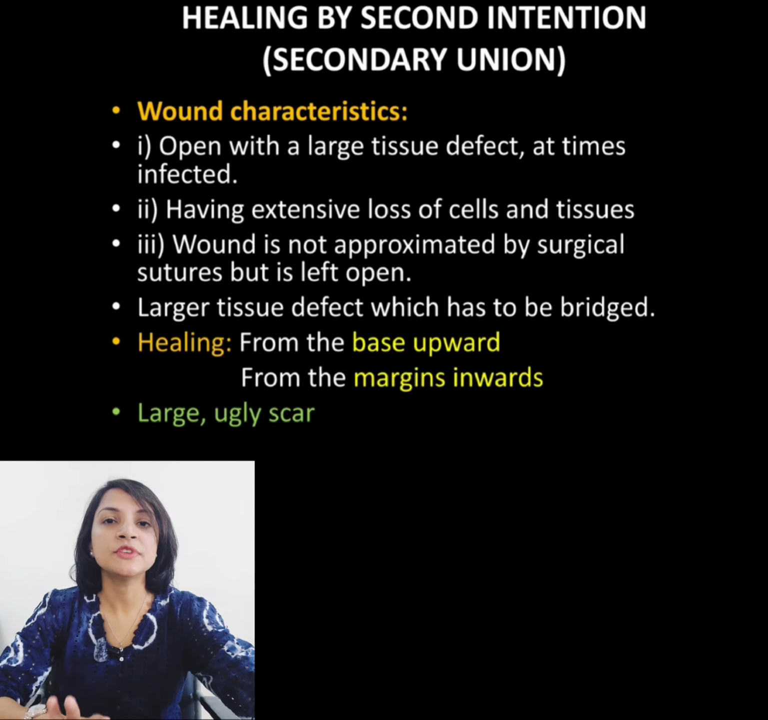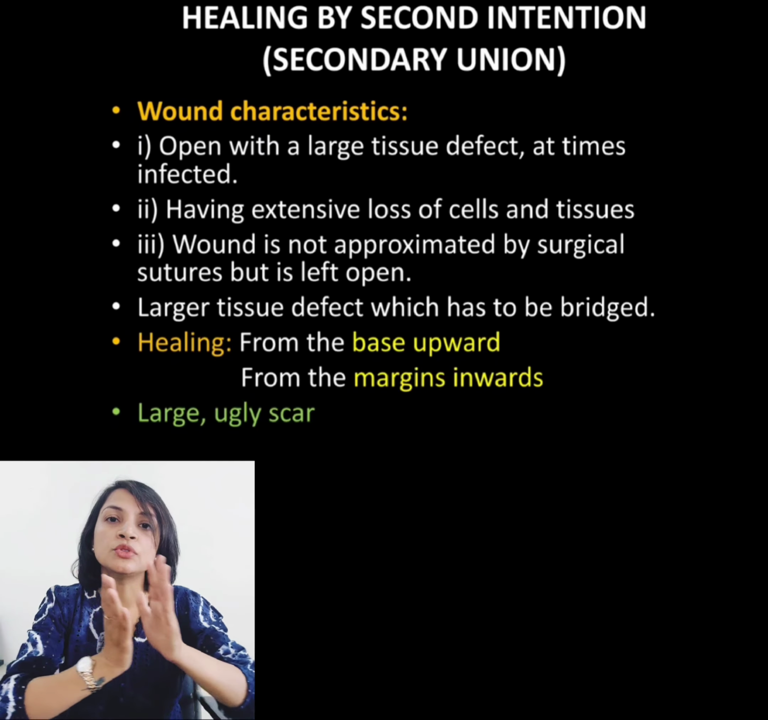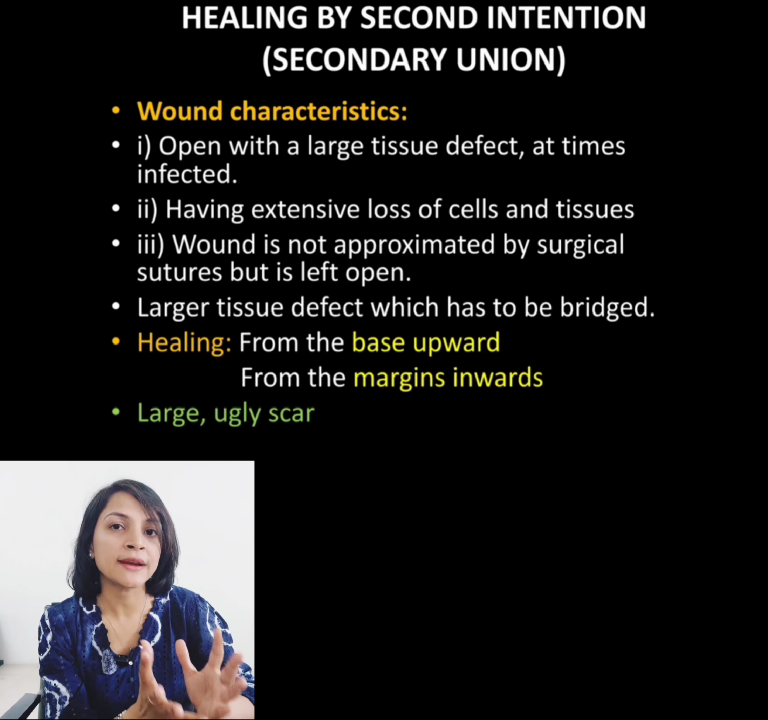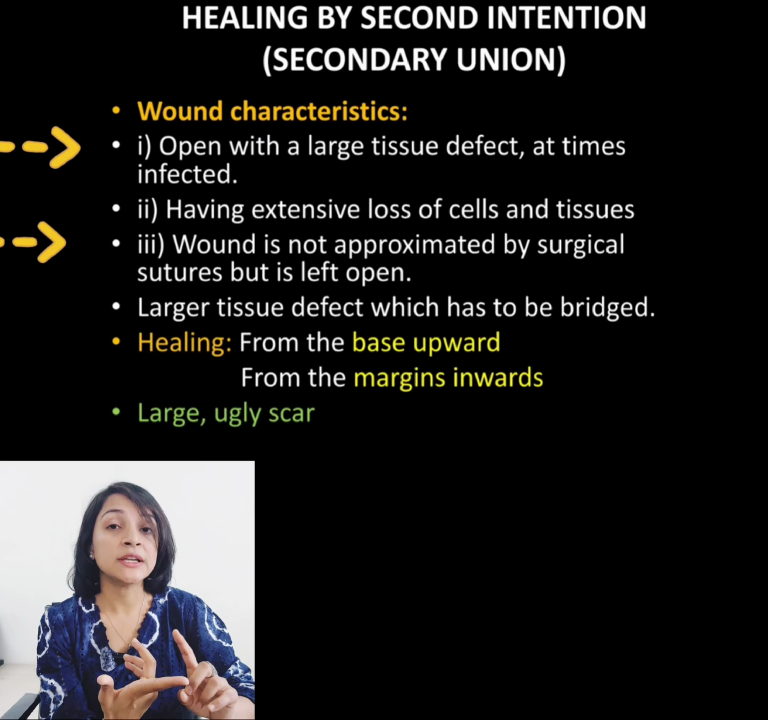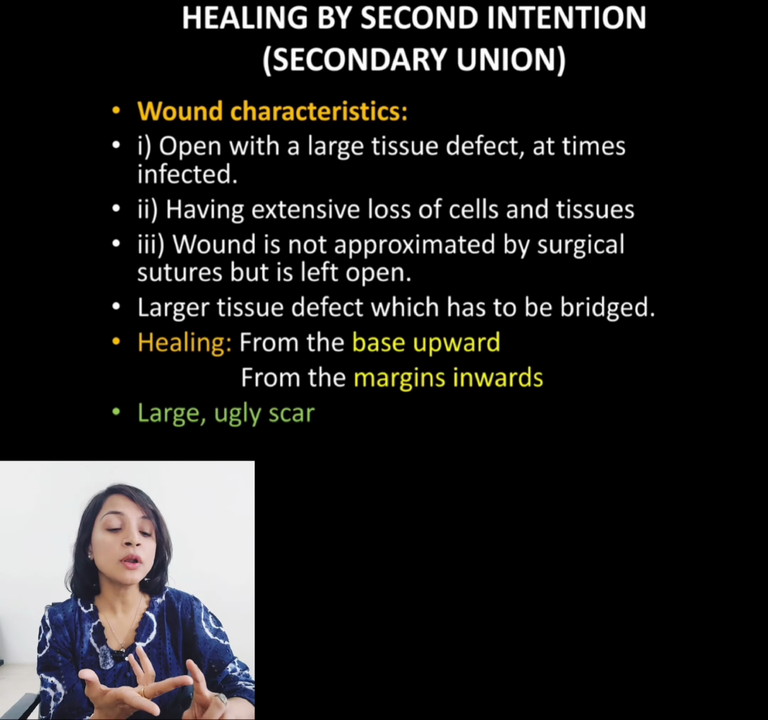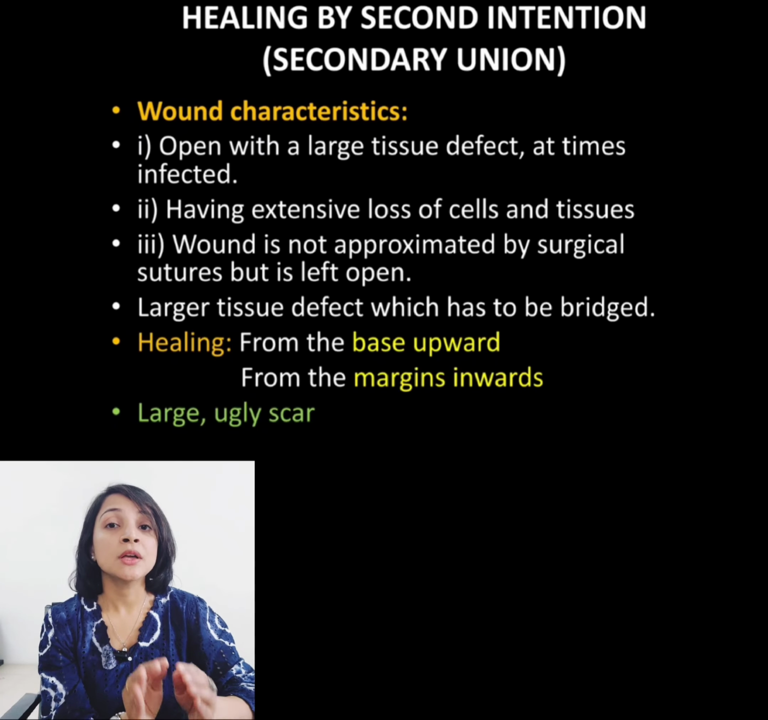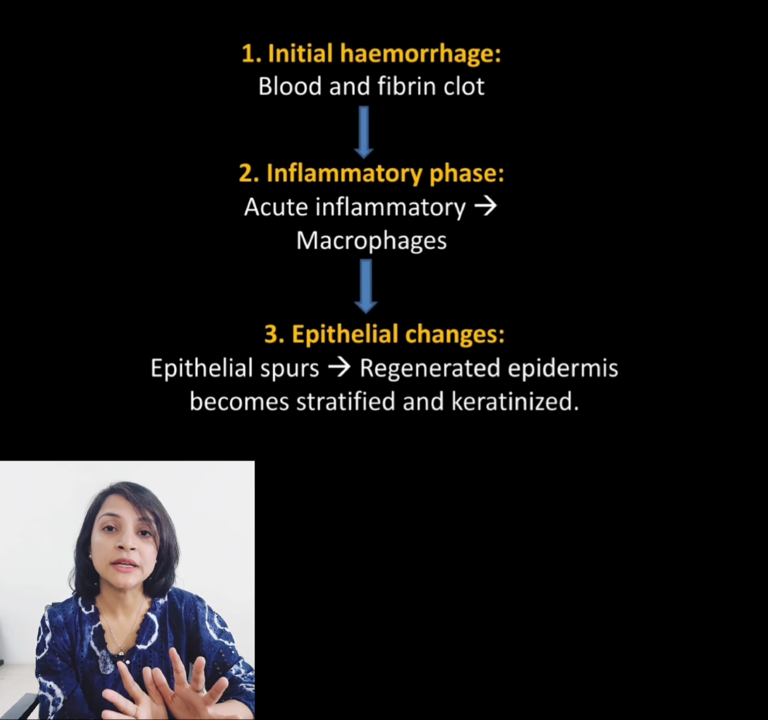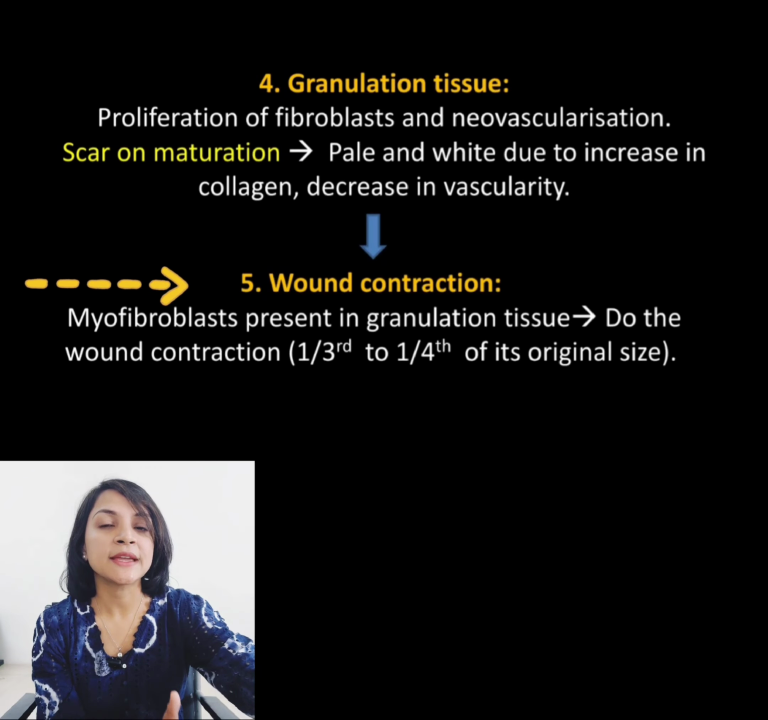Now let's see healing of the skin wound with the secondary union. All the characteristics which I told you for the primary union wound will be opposite in the secondary union. First, the wound will be infected, and it is not surgically approximated. It may be a very large skin wound, or there may be much loss of tissue in the wound. All these types of wounds will heal by secondary union. At the end result, you will see a very large area of scarring. This is the healing of the skin wound with the secondary union.